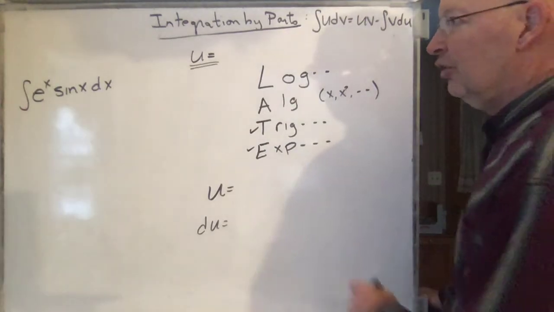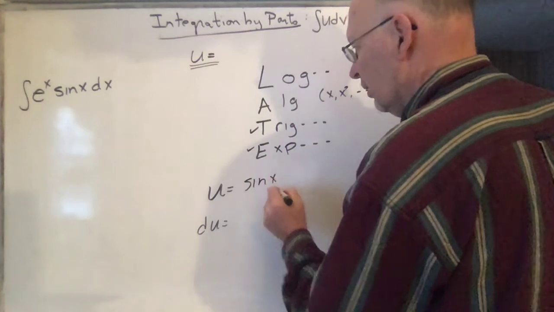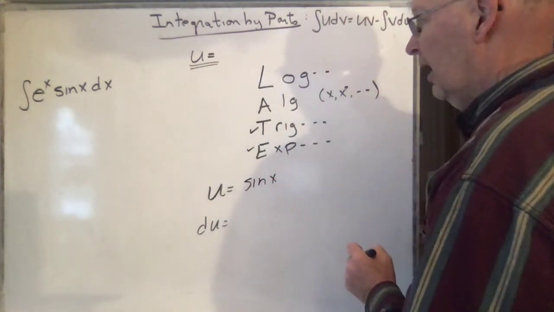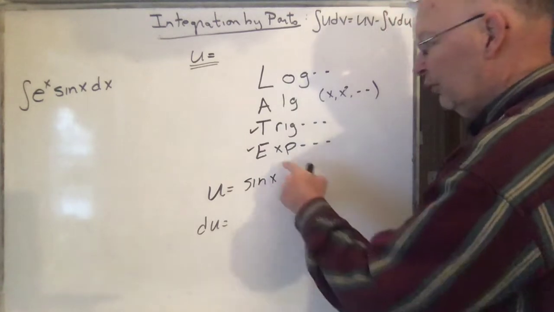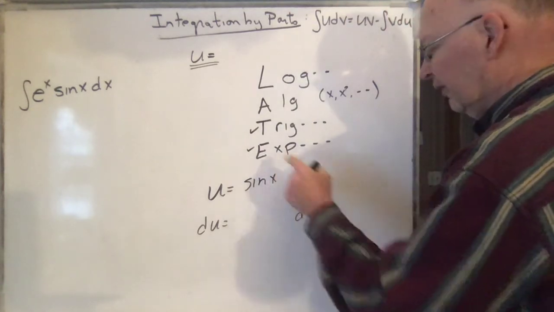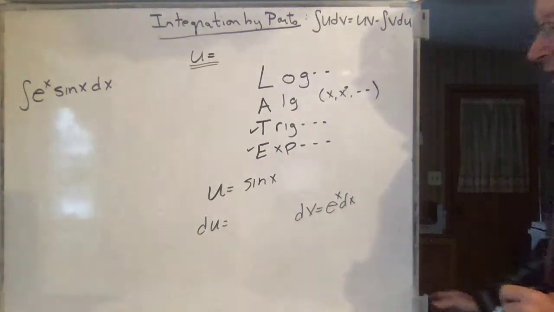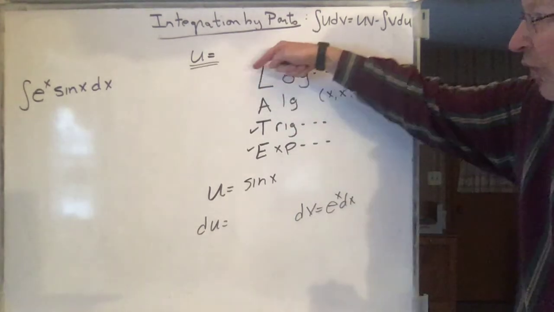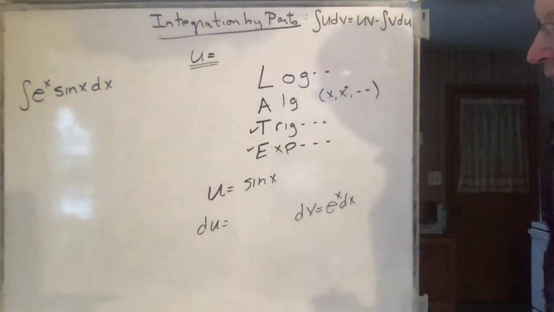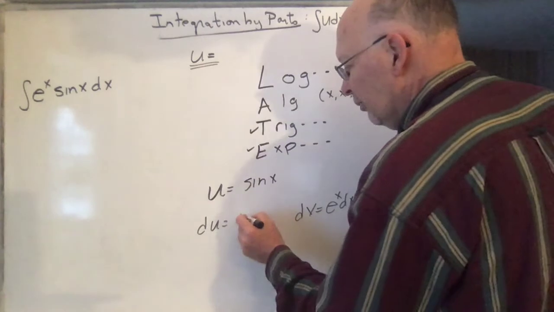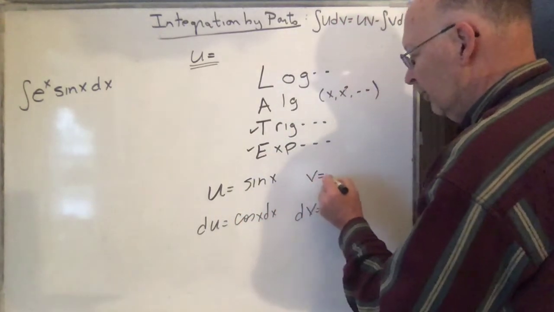So I'm going to let u be equal to the trig, which is sine of x. And I'm going to let dv then be equal to the rest of it, which is e to the x dx. Look good? So u is always equal to the first one you come to as you start from the top and go down. So that's that. So du is going to be cosine of x dx, and v is going to be e to the x.